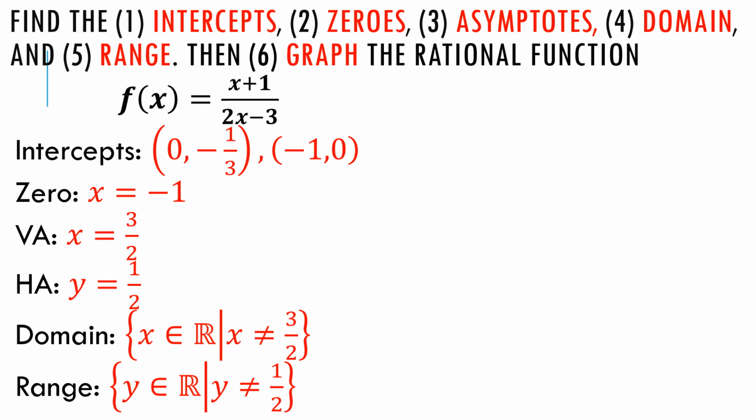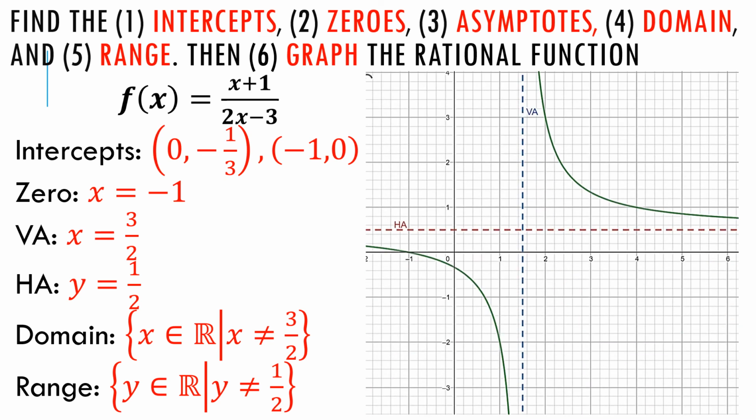Okay, I'm going to show you the graph of this rational function. Ayan. So, yung green, yan yung graph talaga ng rational function. Yung blue na line dyan is the vertical asymptote. Okay, and ang red naman is ang horizontal asymptote. Ang kanyang intercepts is ito. So, sa y-intercept, dito siya kasi nasa y-axis. Ang x-intercept, nandito naman siya sa negative 1, 0.